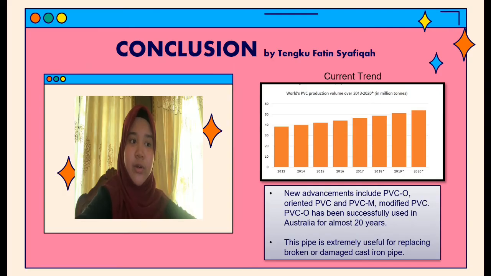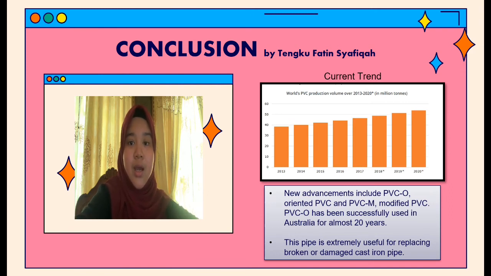So in conclusion, this study includes all aspects of polyvinyl chloride, also known as PVC. It is one of the most commonly used polymers in the world. So my friends have discussed the introduction, how PVC is produced, and the applications of thermoplastic PVC.